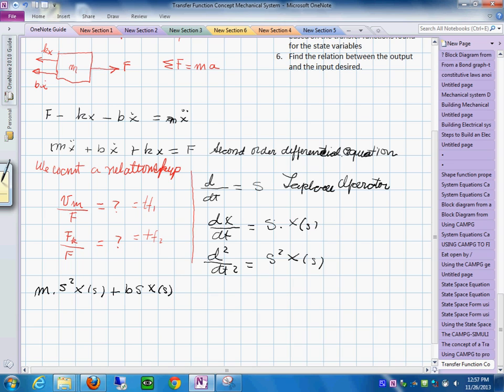And what else do we have? Plus k times x of s equals F of s. So just get the x of s out, and you have m s squared plus b s plus k, all multiplying x of s.